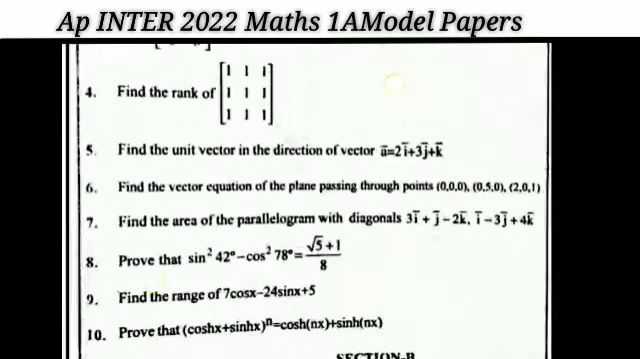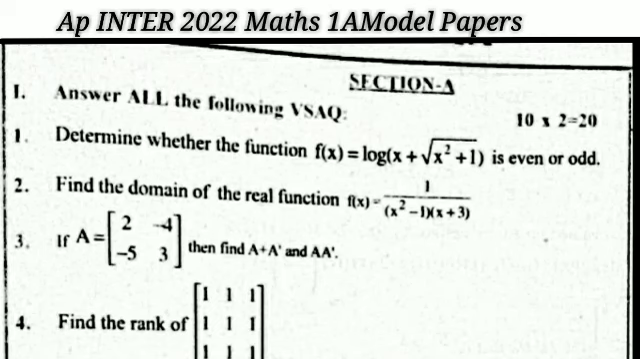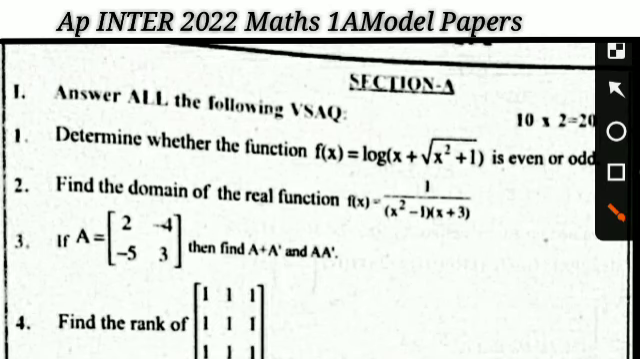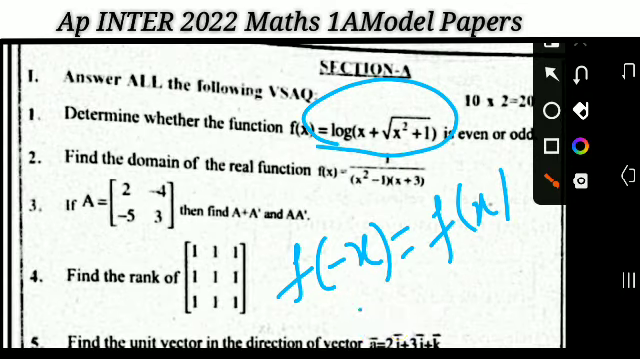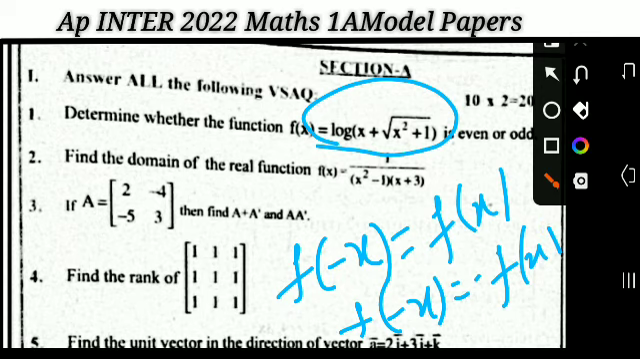Okay. See the last paper. Determine whether the function is even or odd. What is the definition of the even function? If f of minus x is equal to f of x, then the function is said to be an even function. And what is the odd function? If f of minus x is equal to minus f of x, then the function is an odd function. Okay, this is the definition.